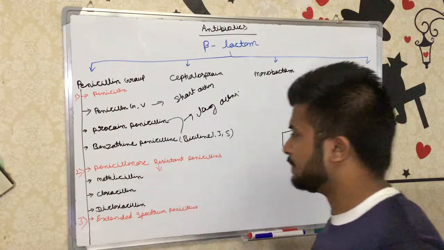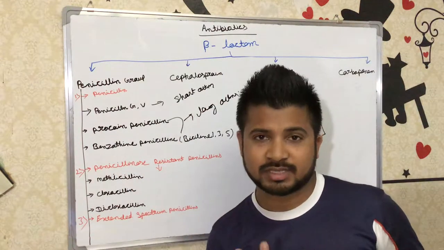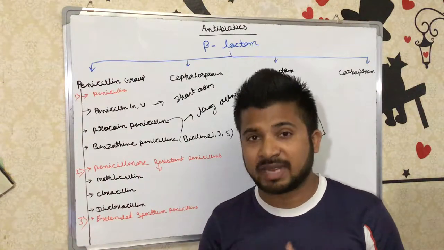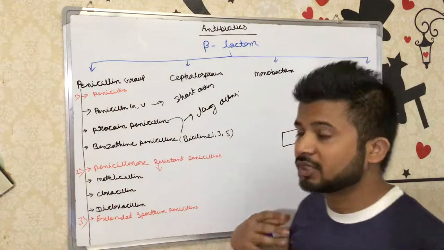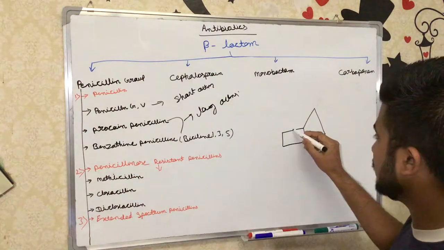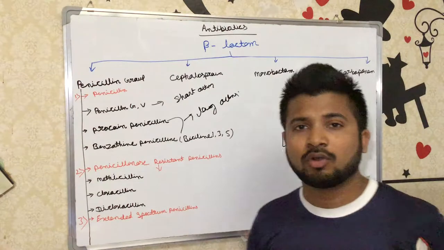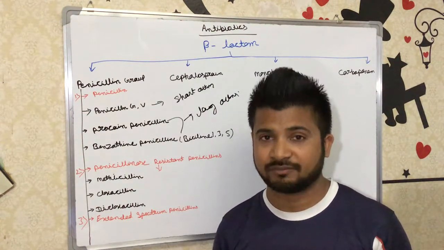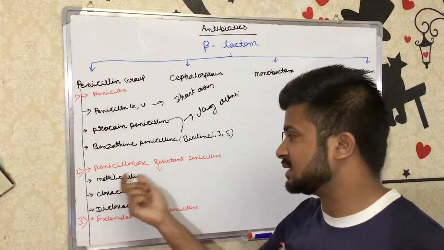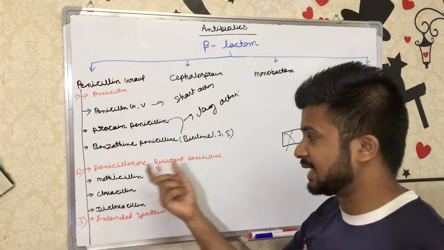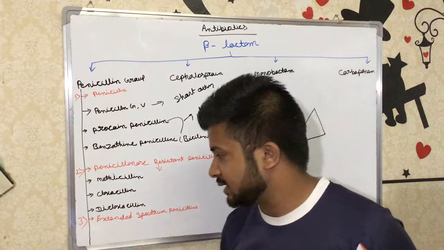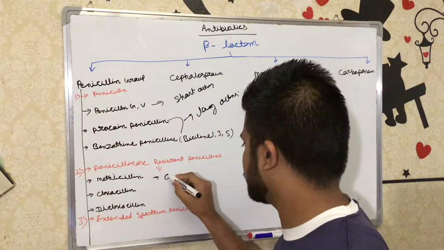After that, the penicillinase resistant penicillins. Penicillinase, the last part is 'ase', that is an enzyme. This enzyme is secreted by the bacteria, and it is very dangerous for the drug. Why? Because this enzyme destroys the ring, and whenever the beta lactam ring is destroyed, the drug will not work or will not show much efficacy. That's why the special drugs which resist or protect this ring are called penicillinase resistant penicillins. Don't be confused: penicillinase is the enzyme, penicillin is the drug. In this group we have methicillin, cloxacillin, dicloxacillin, or you can also think of oxacillin.